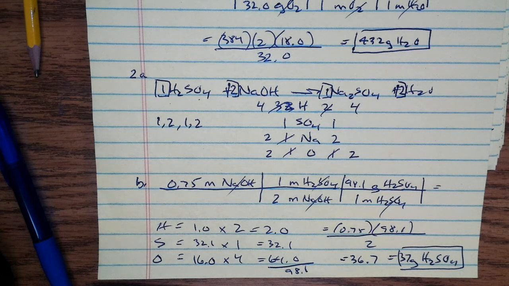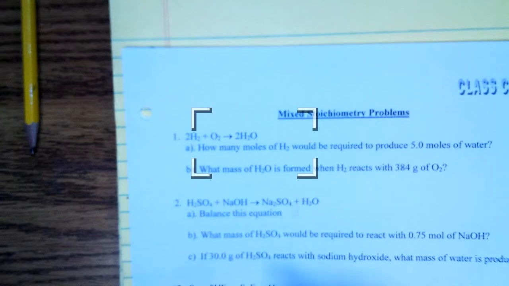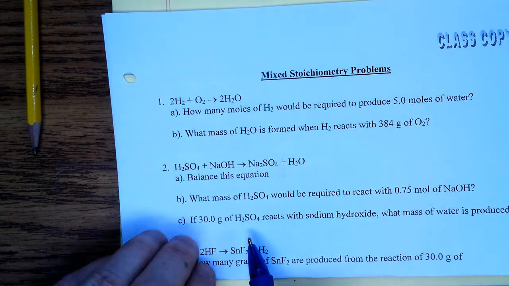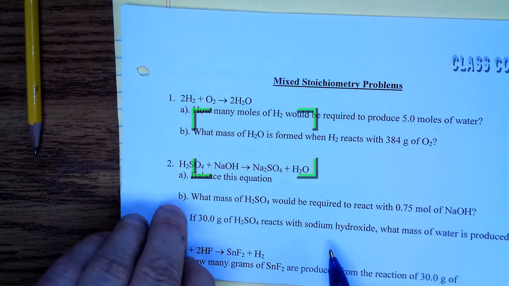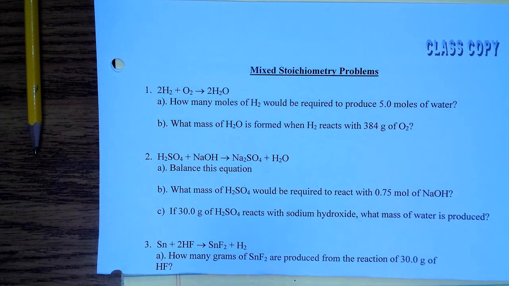Okay, I'm back, and we have been doing the first part of mixed stoichiometry problems, and we're on 2C. So I'm going to flip the page, and we'll start with 2C. And 2C states, if 30.0 grams of hydrogen sulfate reacts with sodium hydroxide, what mass of water is produced?